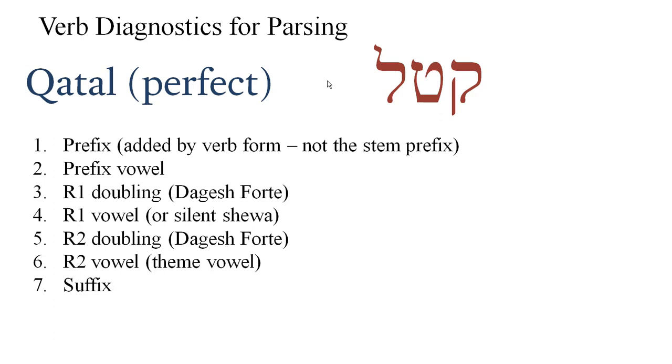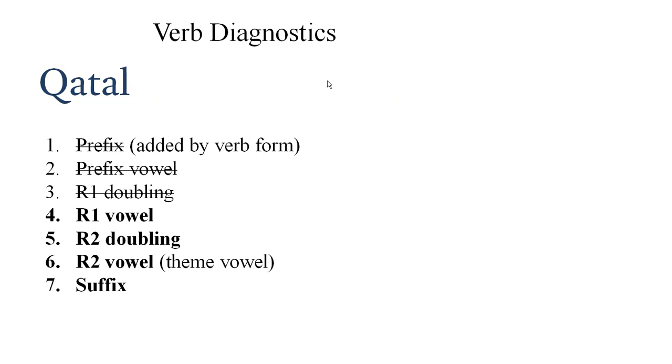This week we're going to be focusing on the Qatal, or the perfect form. So for the Qatal, the diagnostics that we need to concern ourselves with are the last 4. We are not worried about a prefix that's added by the verb form itself, so we do not need to worry about a prefix vowel, and we're not concerned with R1 doubling. So we are concerned with the vowel under the first root letter, whether the second root letter is doubled, the vowel under the second root letter, and the suffix. This is for our Qatal verb form.